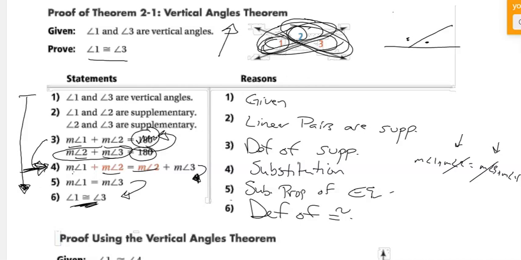Given, linear pairs are supplementary, not definition of linear pairs, just that they're supplementary, definition of supplementary, substitution, subtraction property of equality, and definition of congruence. You are going to be expected to be able to reproduce that at some point.